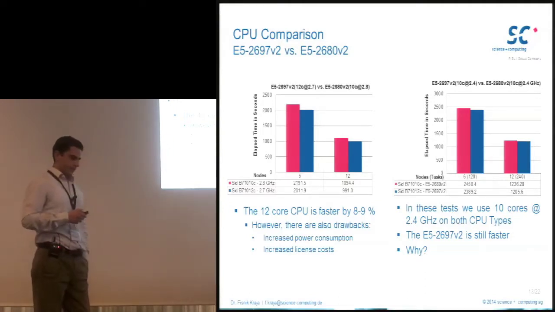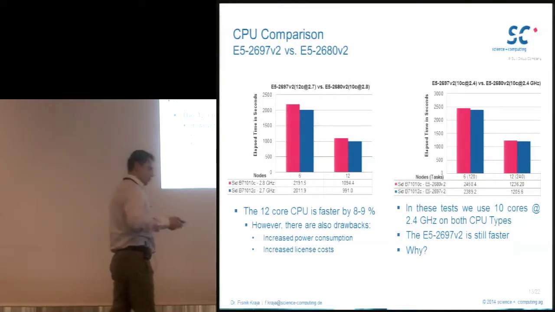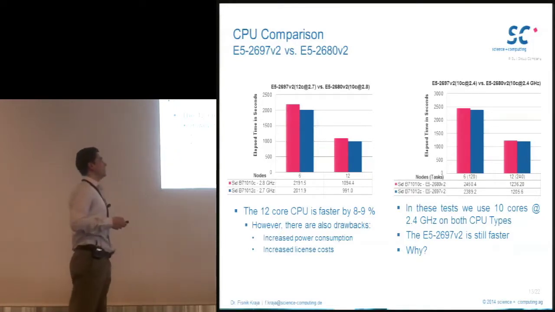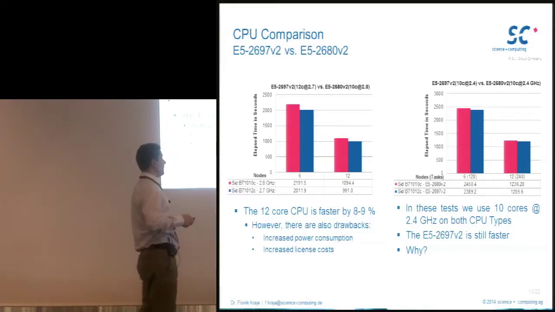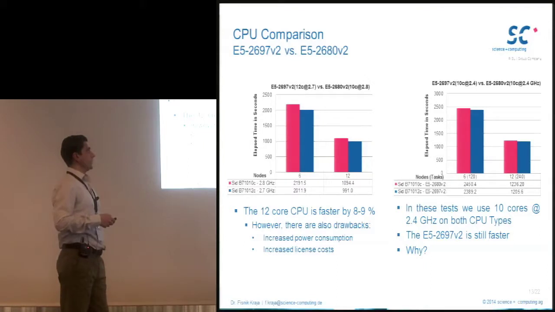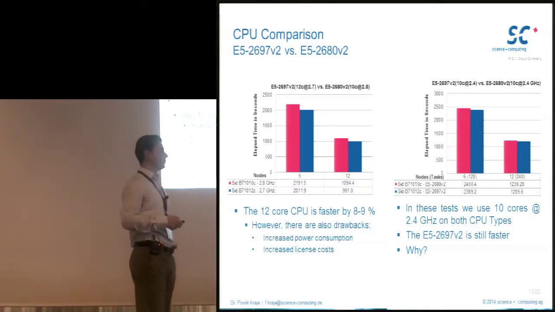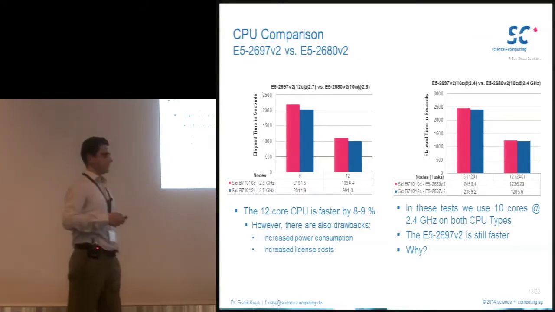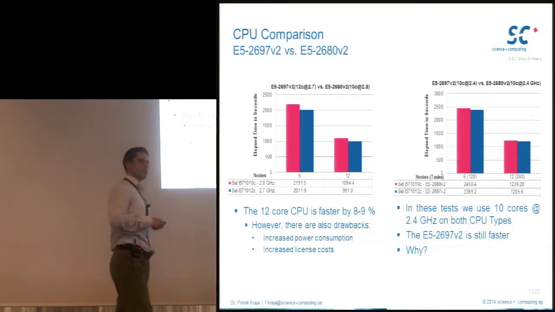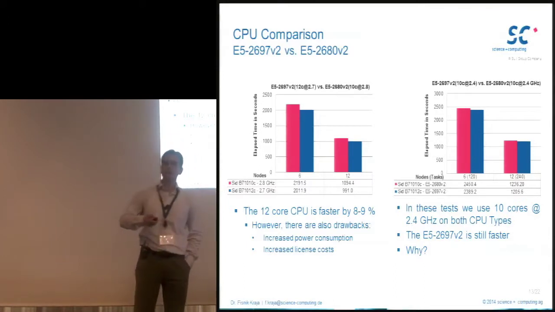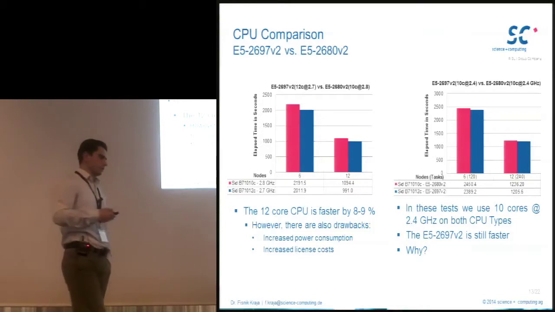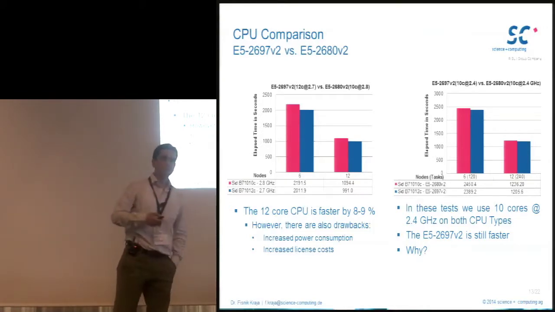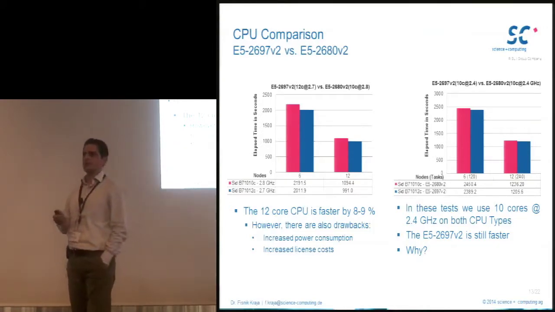We also analyzed the core-to-core performance by clocking both of these CPU types at only 2.4 gigahertz and running 10 tasks per CPU on both CPU types. And we still see better results on the 12-core CPU, even though you have the same parameters. And maybe here a question to you all. What do you think would be the reason for that? Do you have any idea?